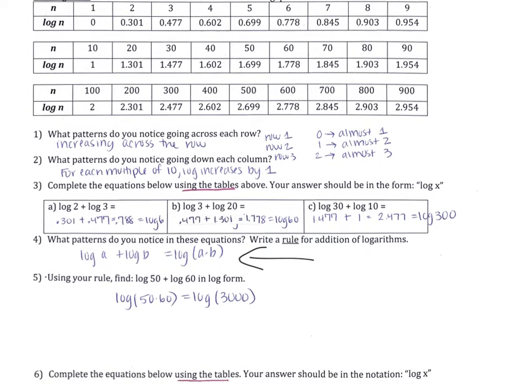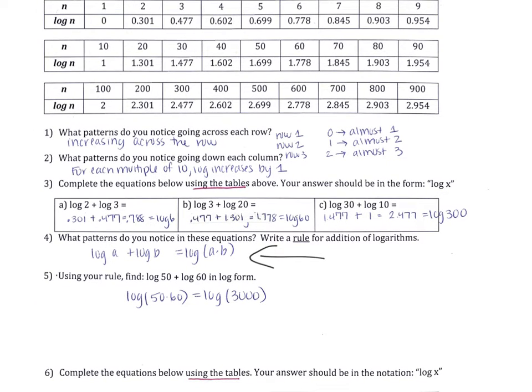So now, number 5, using your rule, find log 50 plus log 60 in log form. So again, when you're adding logs, key word with the same base. So that's your keyword, same base. You can just multiply those numbers. Okay, so log 50 plus log 60, you just multiply 50 and 60 to get log of 3,000.